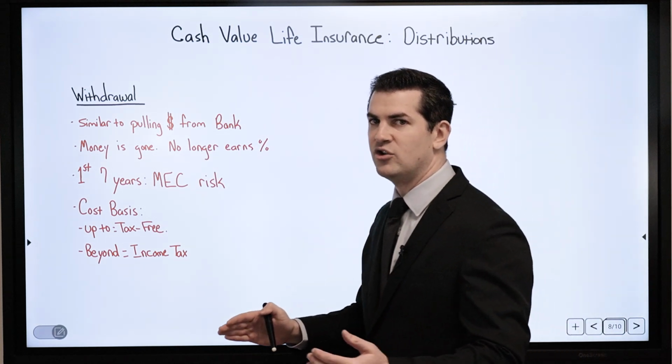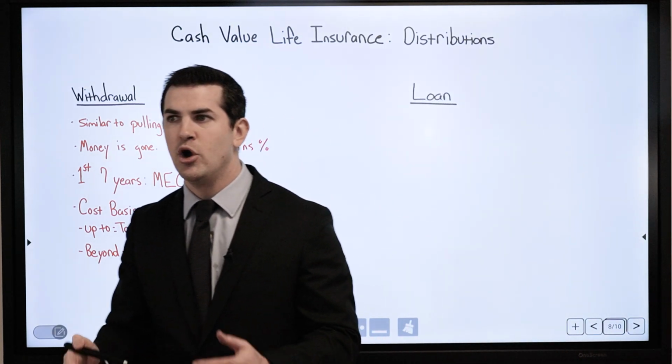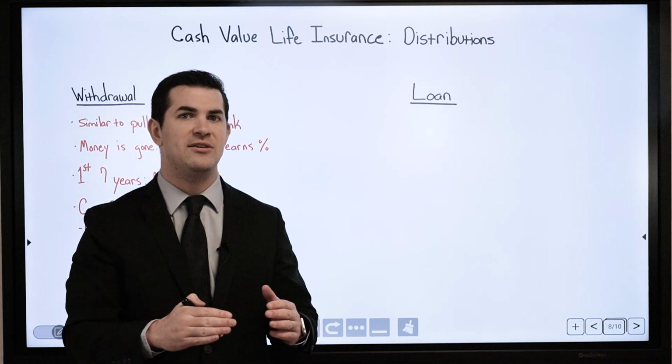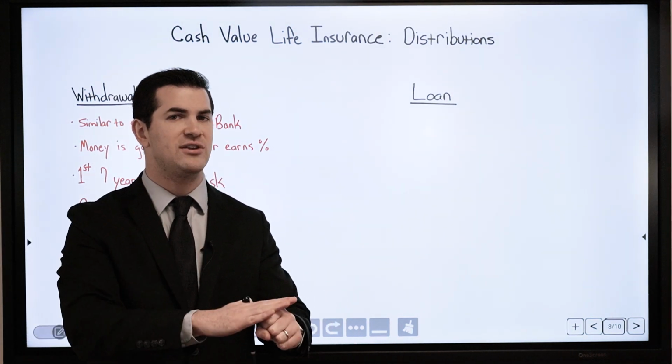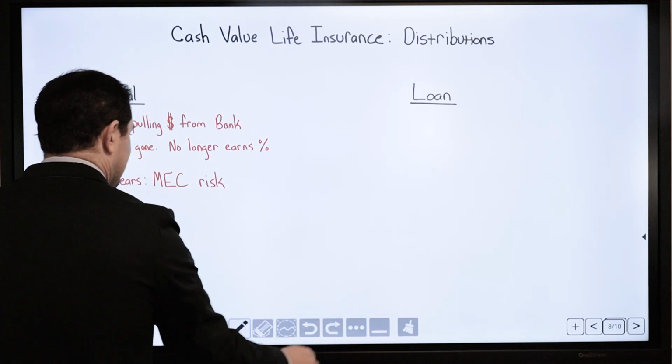Most corporations, when you look at executive benefit planning, will execute that strategy because it's the most effective from an income standpoint, especially when one studies the guarantees. Let's look at loans here.